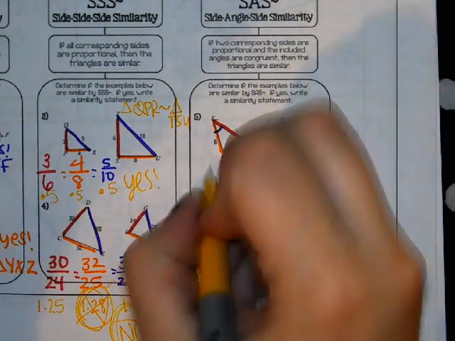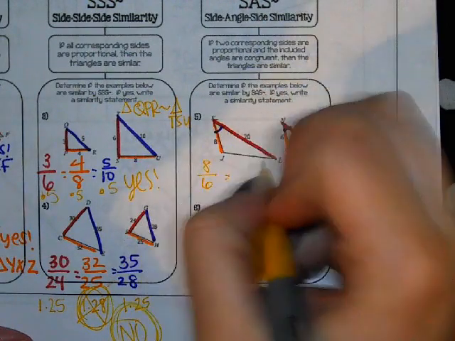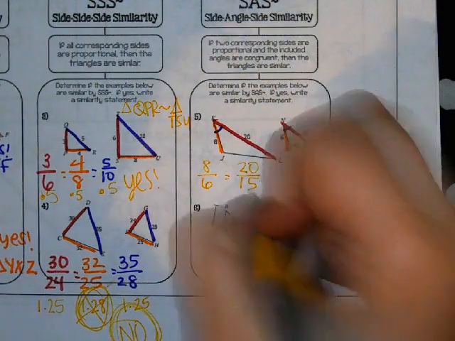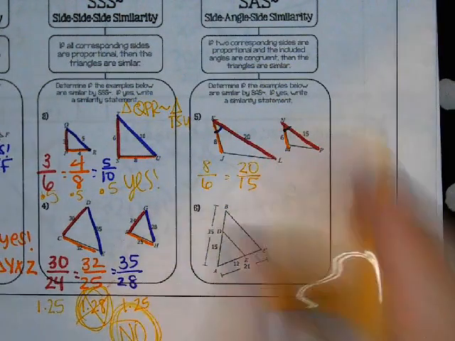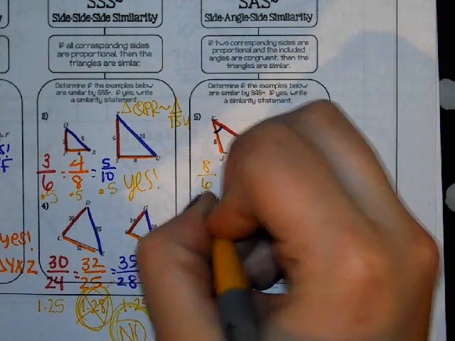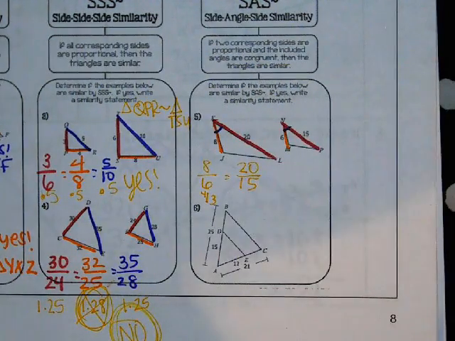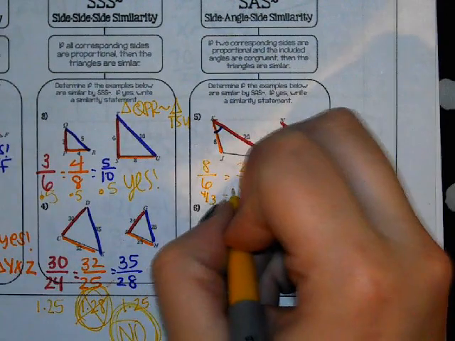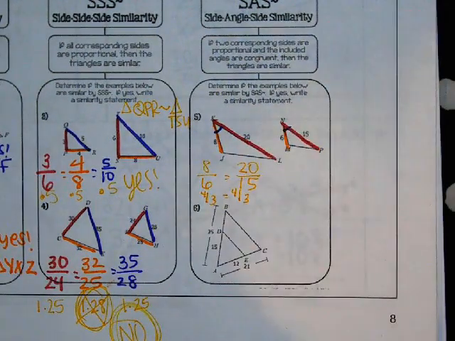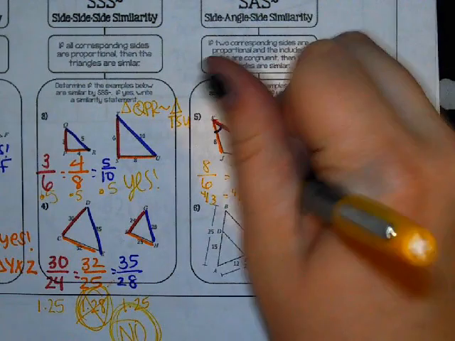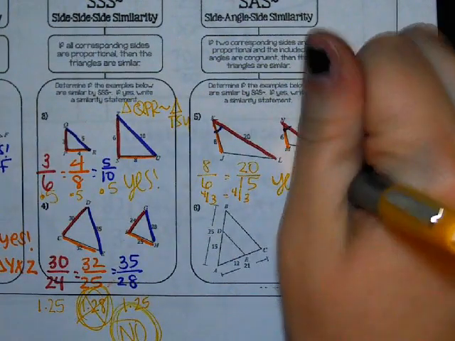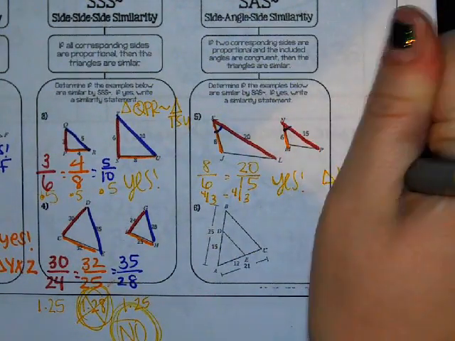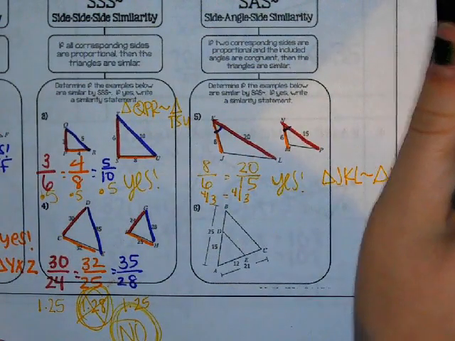So I've got 8 to 6, and I've got 20 to 15. If I reduce my 8 to 6, that reduces to 4 over 3. And if I reduce my 20 over 15, that also reduces to 4 over 3. Because those two are the same and there is an included angle, these are similar triangles by the side angle side similarity. And if I were to name them, that would go triangle JKL is similar to triangle MNP.